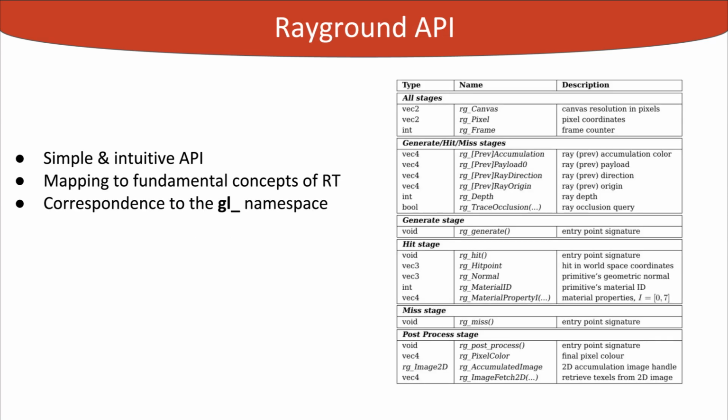Here's a quick reference to the Rayground API. The specifics of each variable do not matter here, and we only want you to get a sense of how the API is structured. We wanted students to feel right at home. We wanted to map fundamental concepts of ray tracing to a GL-like API. For example, rays are submitted for intersection by assigning to the built-ins RG_RayDirection and RG_RayOrigin. Also, during the hit stage, the user is expectedly given access to built-in variables that hold the normal, position, material ID, and other intersection-related values.